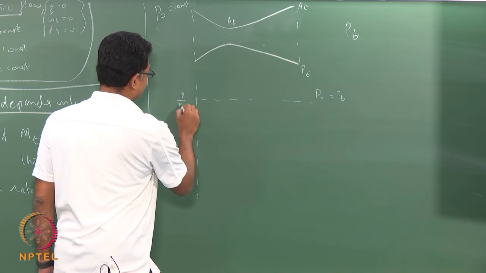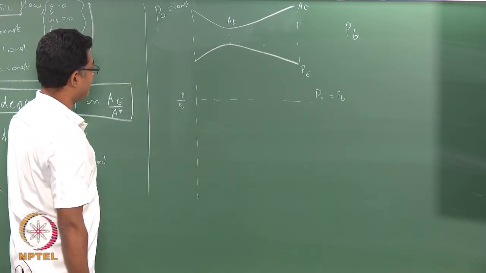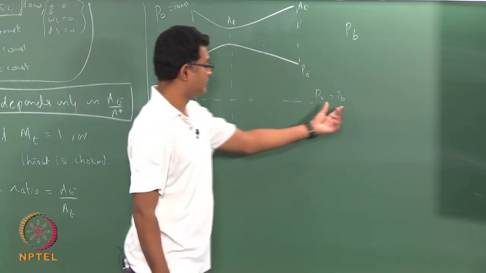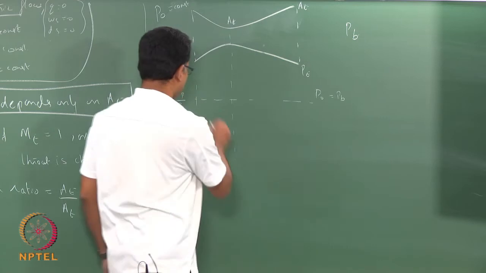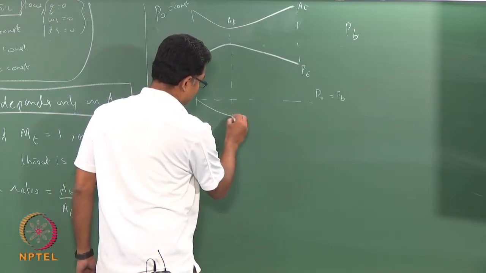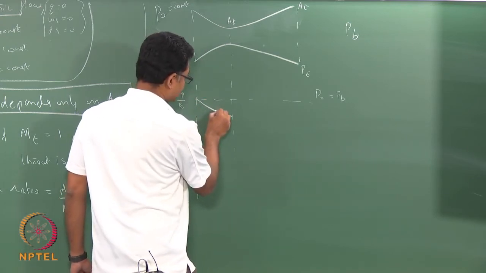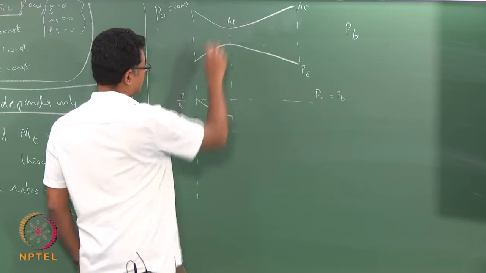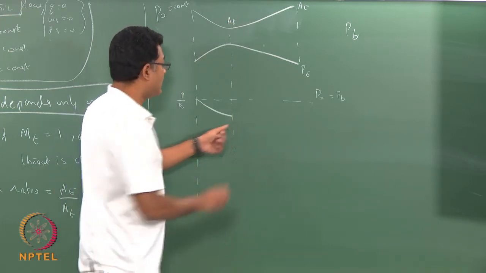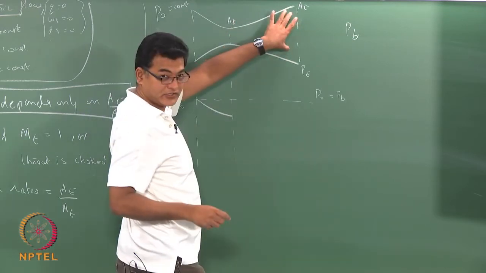Let us take P by P0. Now, I decrease my PB to some value such that the flow at the throat is not choked. So, I would have a subsonic flow in the converging nozzle. The flow has not reached M equals 1, and now the subsonic flow faces a diffuser.